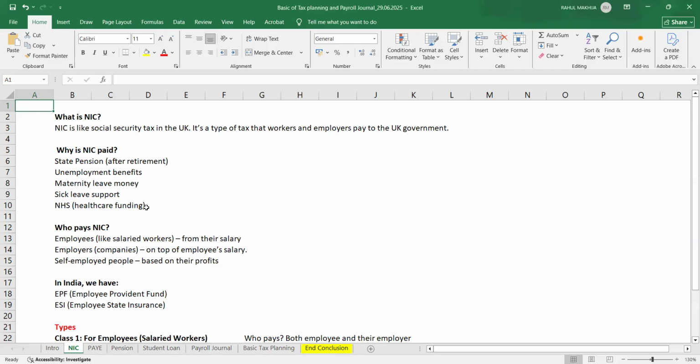In India, we have EPF and ESI. What is EPF? Employee Provident Fund. And what is ESI? Employee State Insurance. Similarly, in the UK, we have NIC for that.